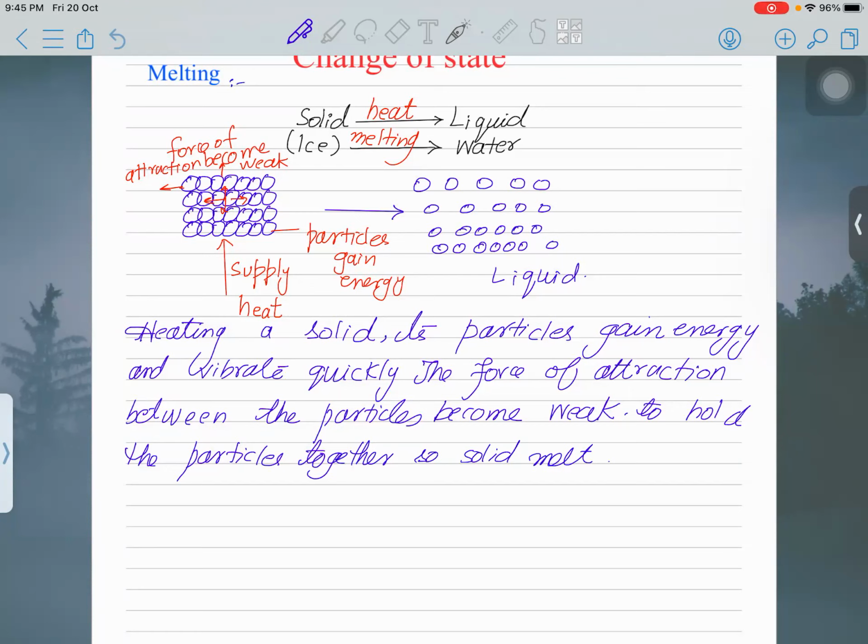When you provide heat to a solid, you know that solid particles are fixed in their position. When you provide the heat, they move rapidly. So their force of attraction is overcome by providing the heat. Now they attain energy and move further apart and become liquid.